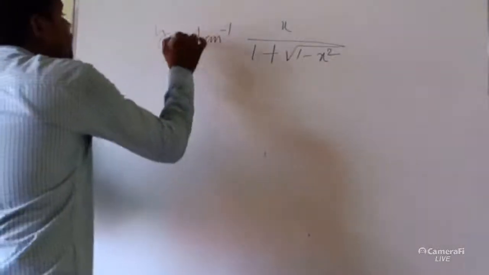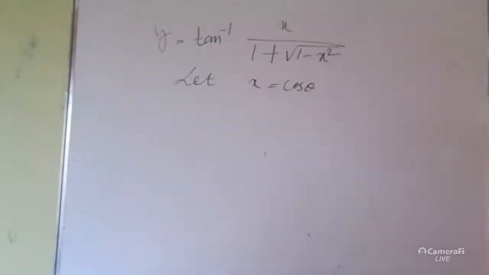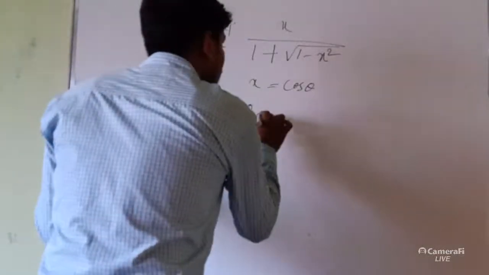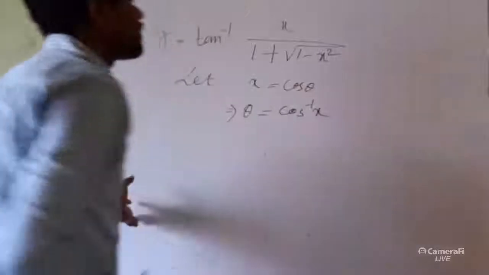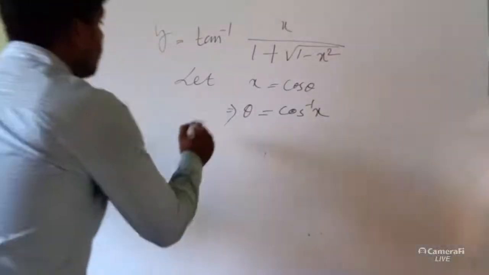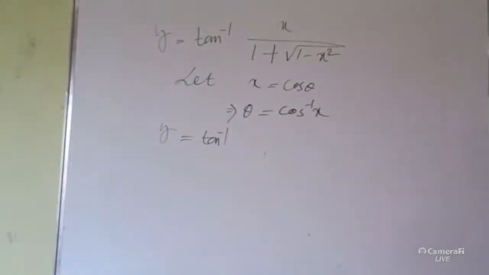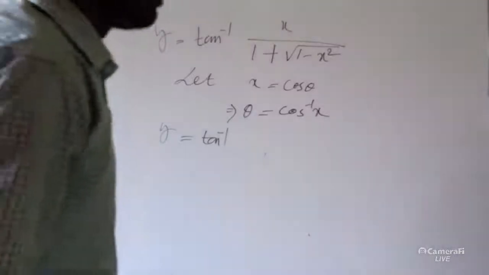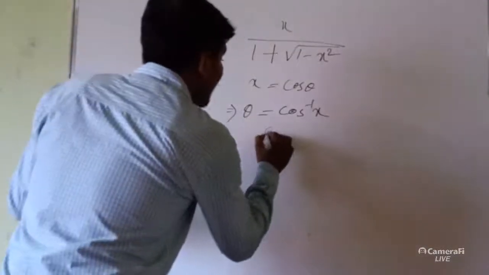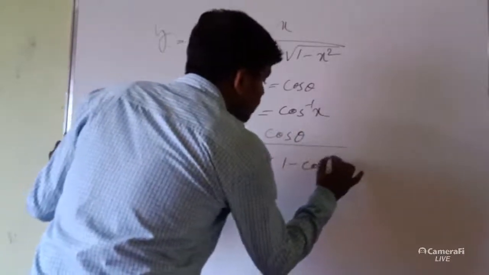Now let x equal cos theta, then theta equals cos inverse x. Any doubt? Let x equal cos theta and theta equal cos inverse x. Now this y becomes tan inverse of cos theta divided by 1 plus root over 1 minus cos square theta.